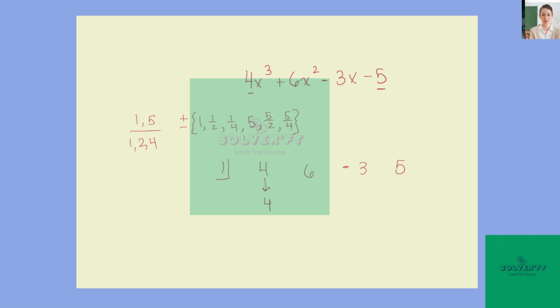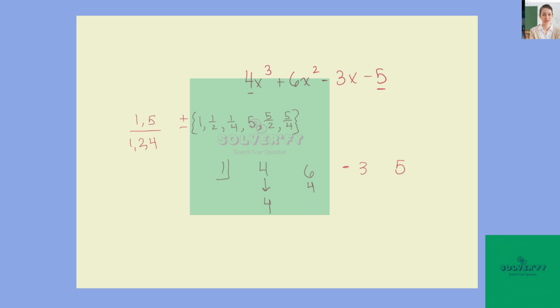So if I drop the 4 down, 1 times 4 is 4. 6 plus 4 is 10. 1 times 10 is 10. 10 plus -3 is 7. And I can see it's not going to work.